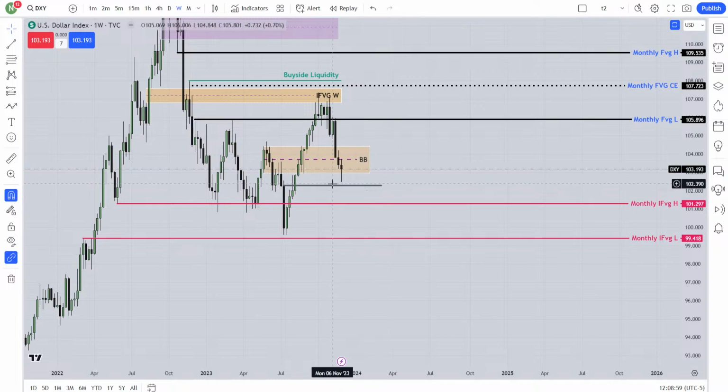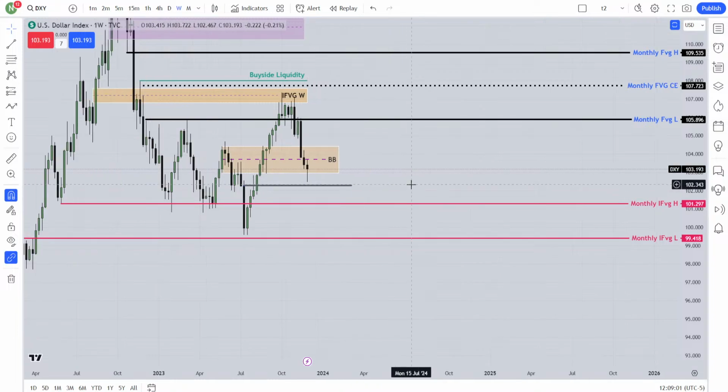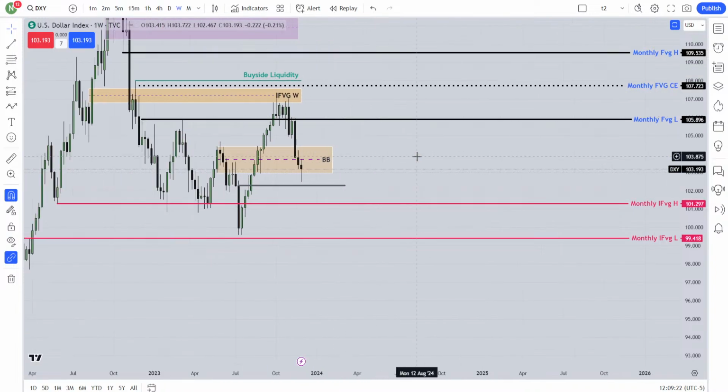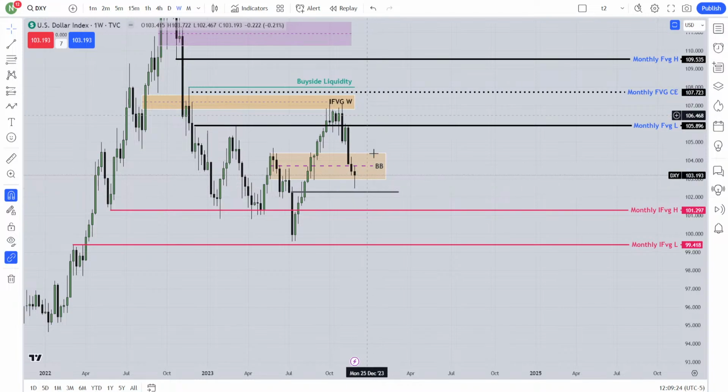Now you can ask me, brother, it didn't touch. Yeah, I can see it didn't touch, but I will be careful until it goes through this breaker. I will be careful because it can come to that order block level. It can come, okay? So I will be careful until it goes above the breaker again. So from the weekly chart, I would love to see the market go higher from that breaker level.